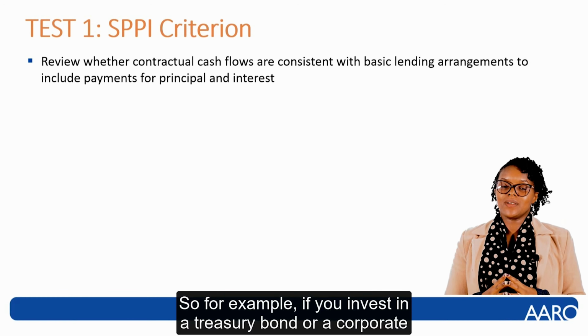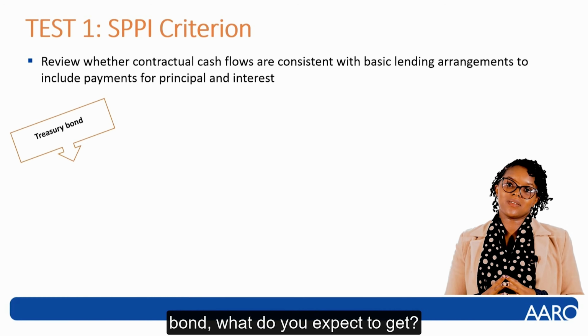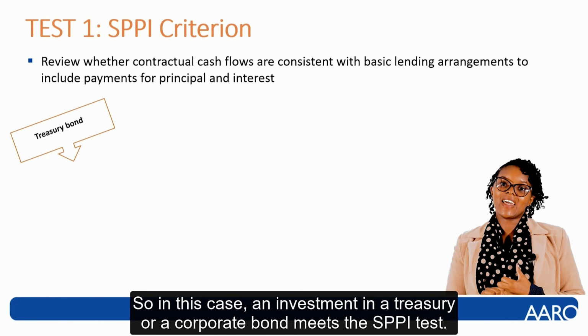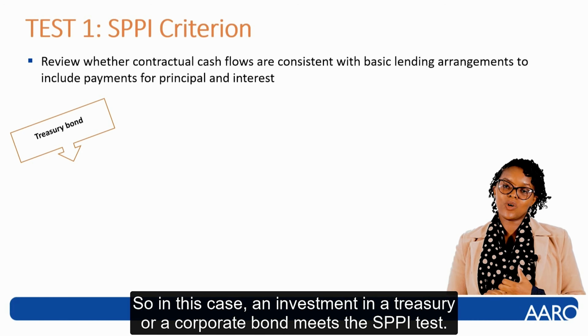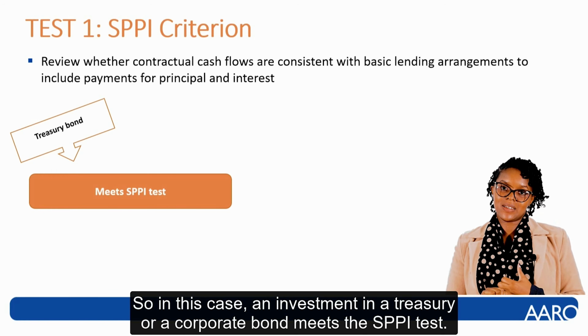So, for example, if you invest in a treasury bond or a corporate bond, what do you expect to get? You expect to get your principal and you also expect to get interest. So in this case, an investment in a treasury or a corporate bond meets the SPPI test.